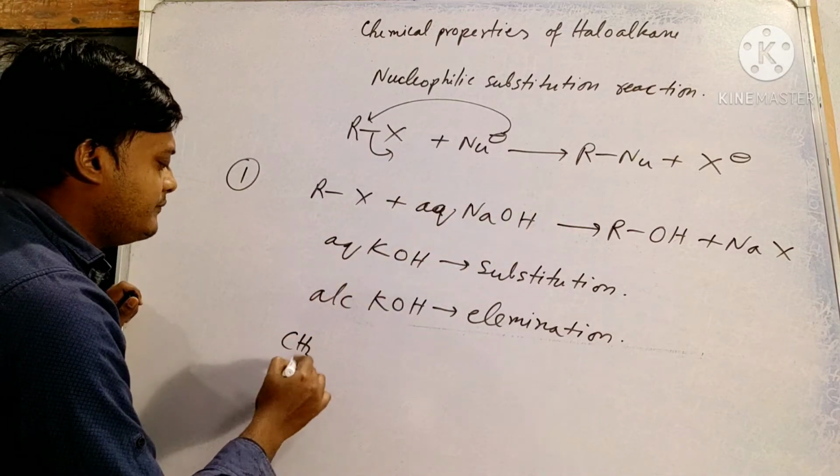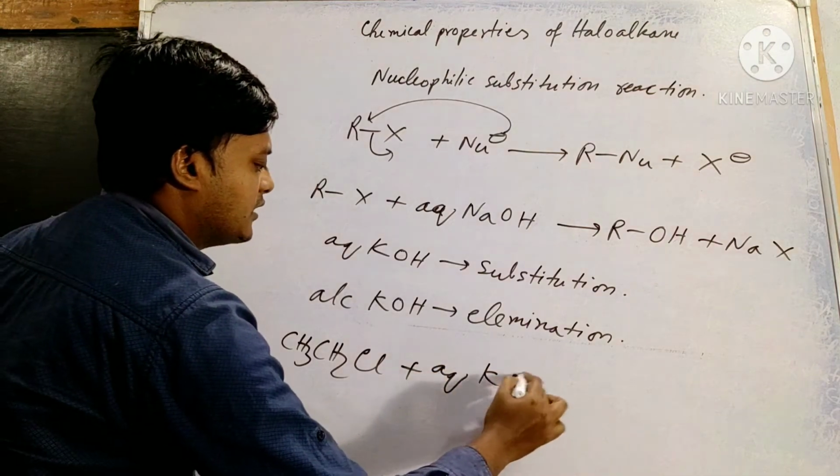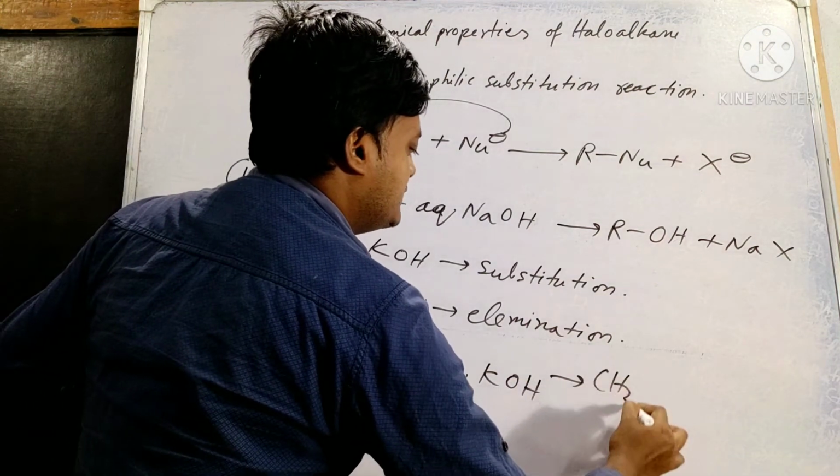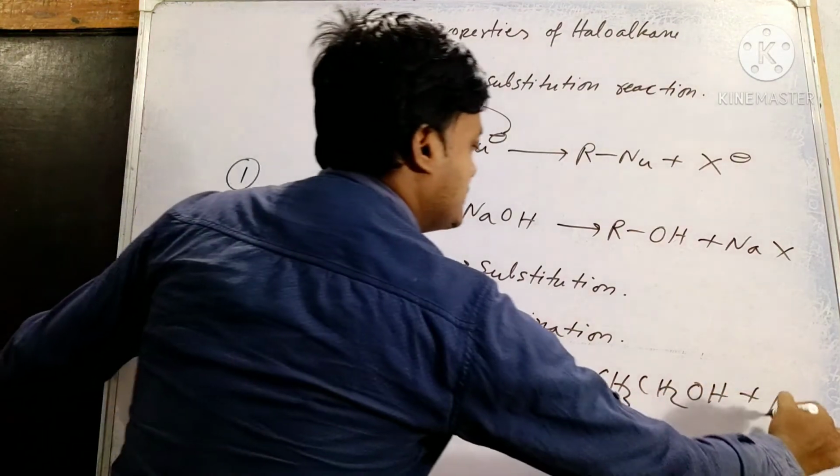For example, ethyl chloride plus aqueous KOH. What will be the product? Now see, ethanol plus KCl.